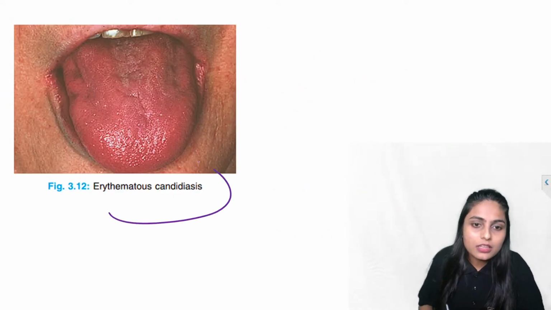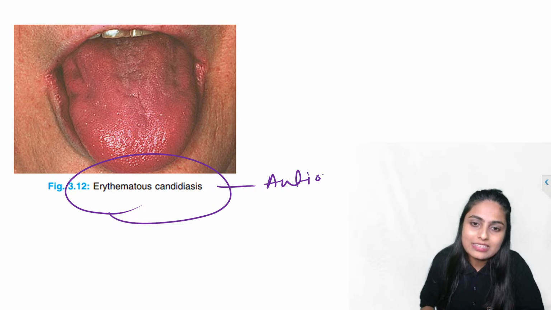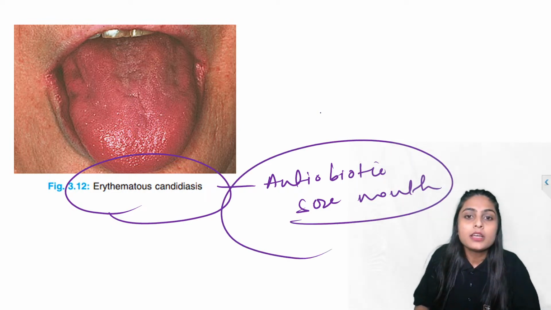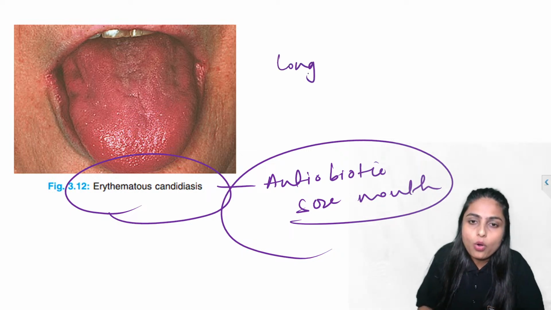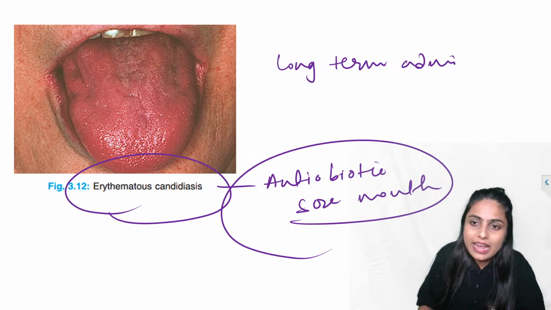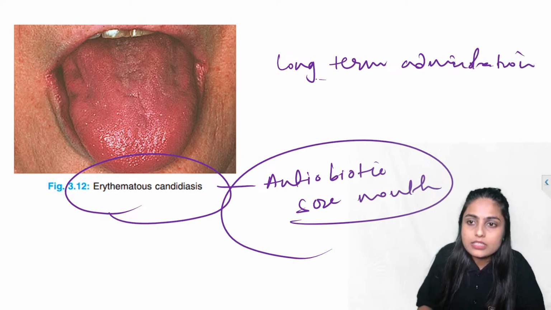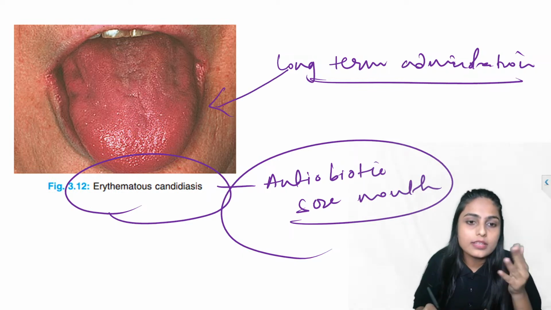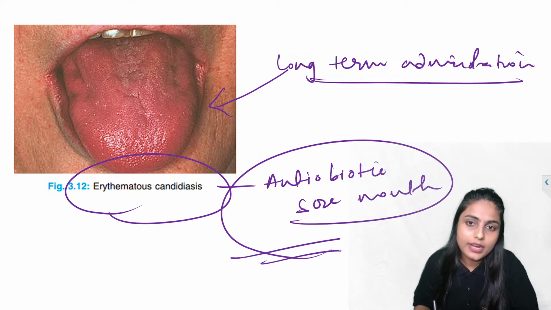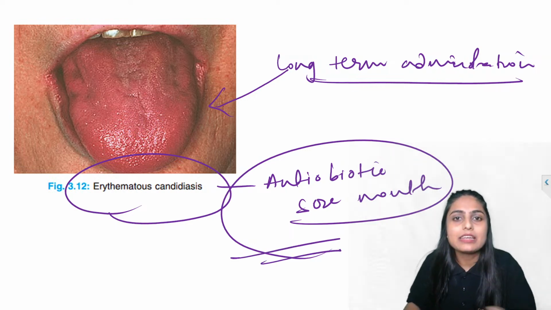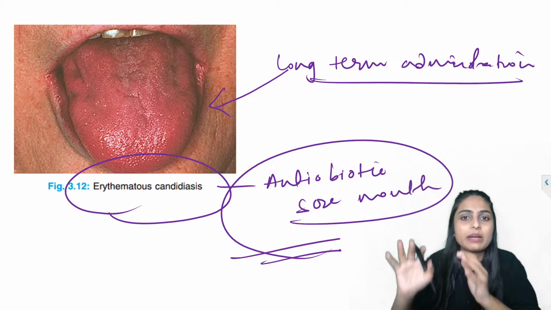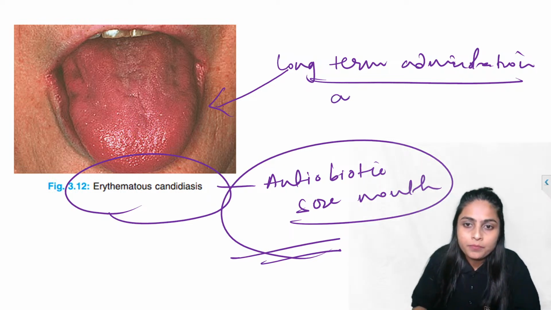Next is erythematous candidiasis, which is also called antibiotic sore mouth. Antibiotic sore mouth is seen when a patient is on long term administration of antibiotics. When he is consuming antibiotics for a longer time, then this erythematous candidiasis or antibiotic sore mouth is seen. So this is also a type of candidiasis. They can give you a clinical question stating that the patient is on long term administration of antibiotics.